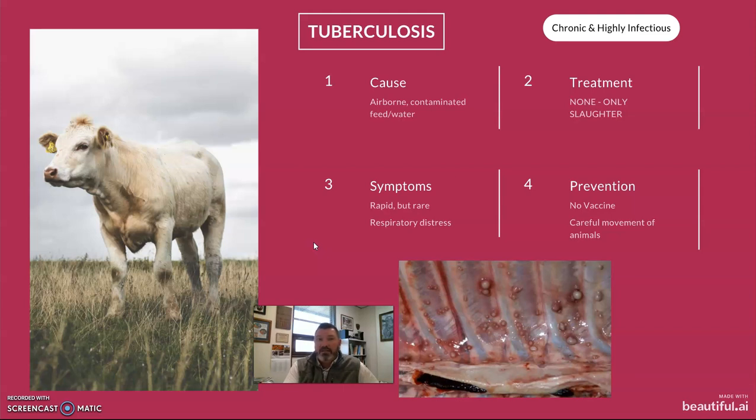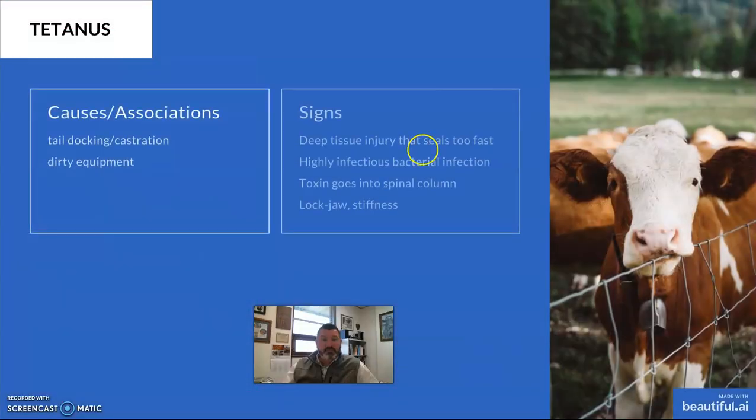And so they have to test and sometimes have restricted movement. There are some states where you must have a TB-free test in order to move cattle in and out of that state. This is an airborne pathogen, with contamination in feed and water. It's rare, but the symptoms are respiratory distress type symptoms. There is no treatment, only slaughter if you happen to detect TB. No vaccination either. So this one is acutely problematic and certainly also a zoonotic disease.